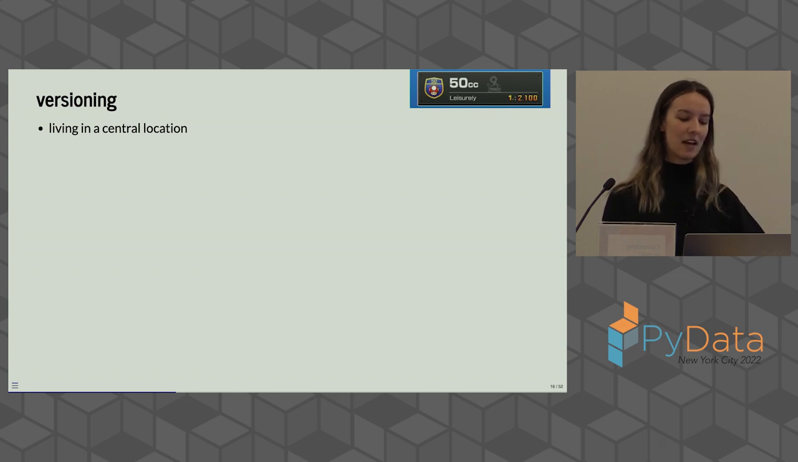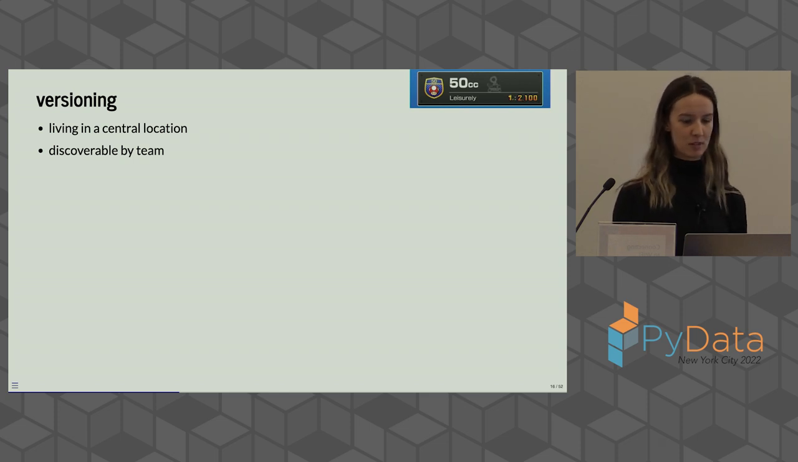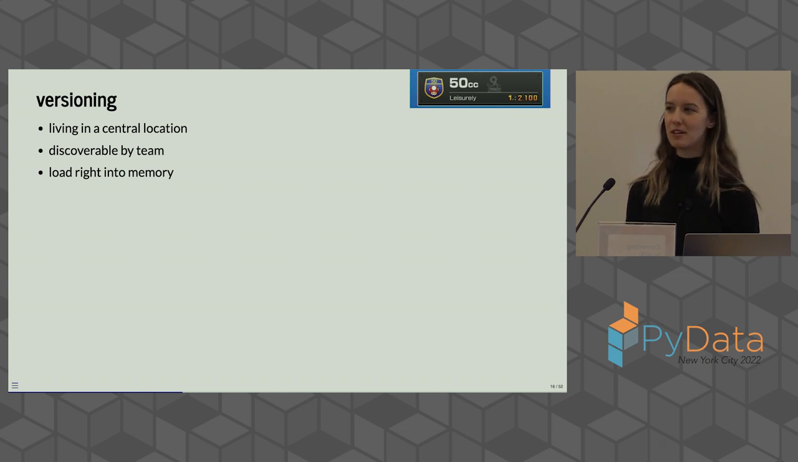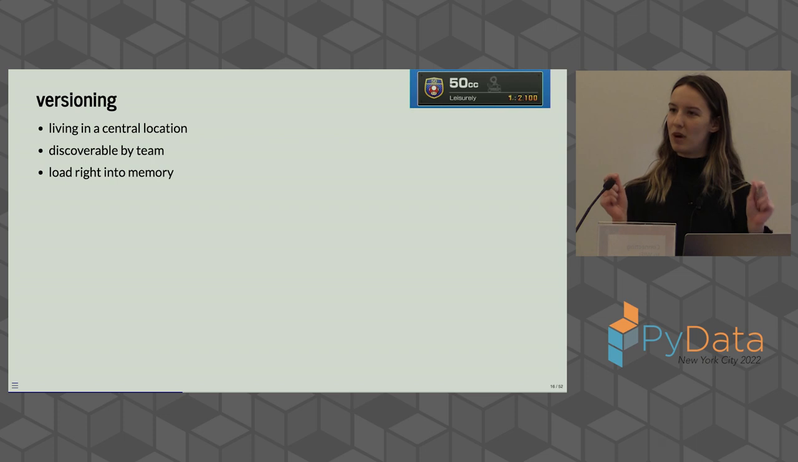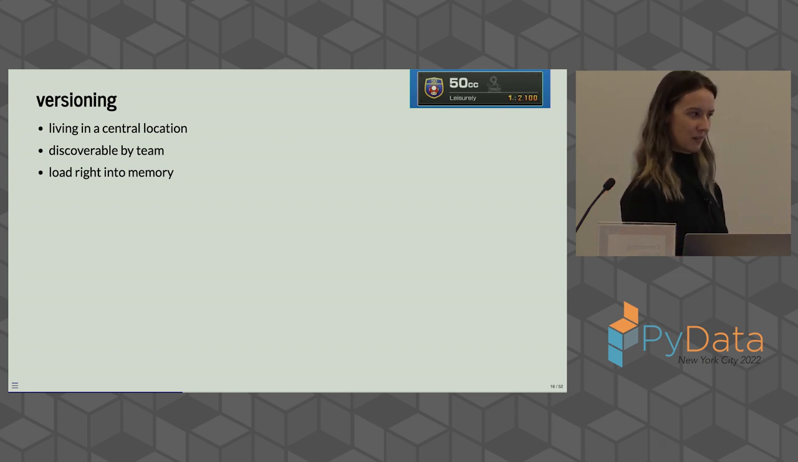Versioning is helpful because it helps your models live in a central location. It helps them be discoverable by your team because you don't want to play hide and go seek with your models. And in a perfect world, it would be awesome if these could also load right into memory. So we're not trying to go somewhere, download it, joblib load, open your model, and then go. If we could just have one line and our model is in our Jupyter notebook and we're ready to rock and roll, that would be perfect.